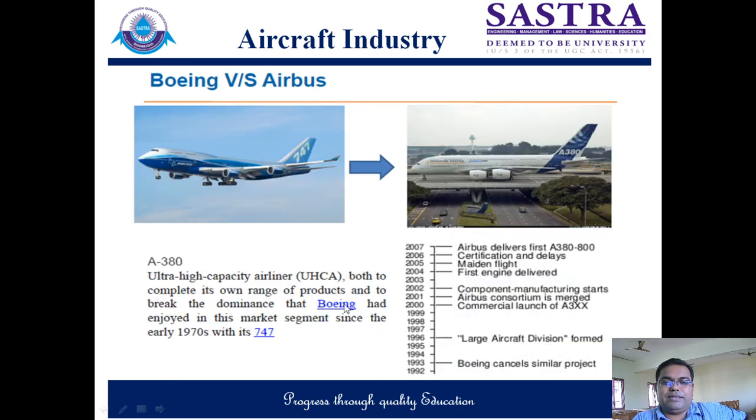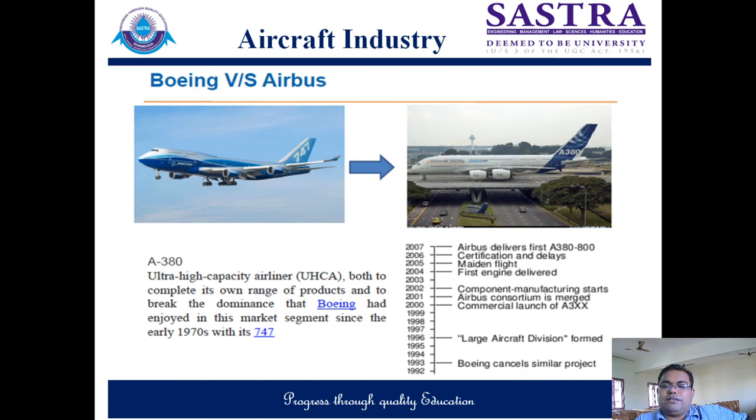Similarly, the A380 is an ultra high capacity airliner, UHCA, built both to compete with its own range of products and to break the dominance that Boeing had enjoyed in that market segment since the early 1970s with the 747. So now Airbus is giving a lot of competition to Boeing. The A380 project started in 1992 when Boeing cancelled similar projects. Then the large aircraft division was formed in 1996, and after that they started working on this project.